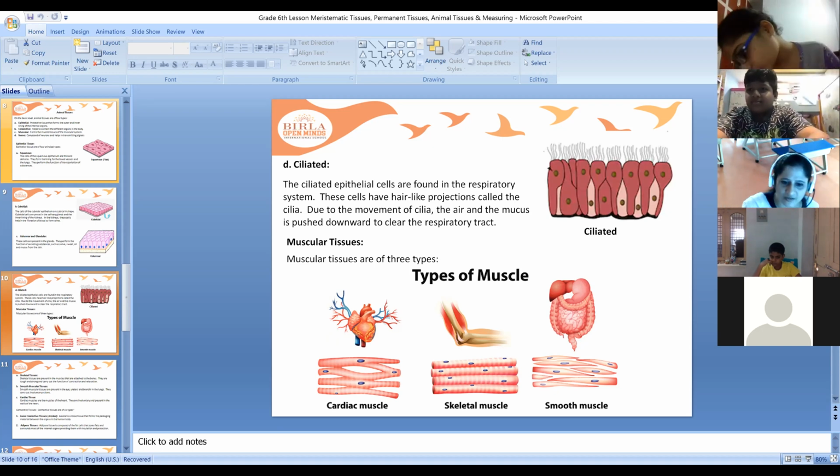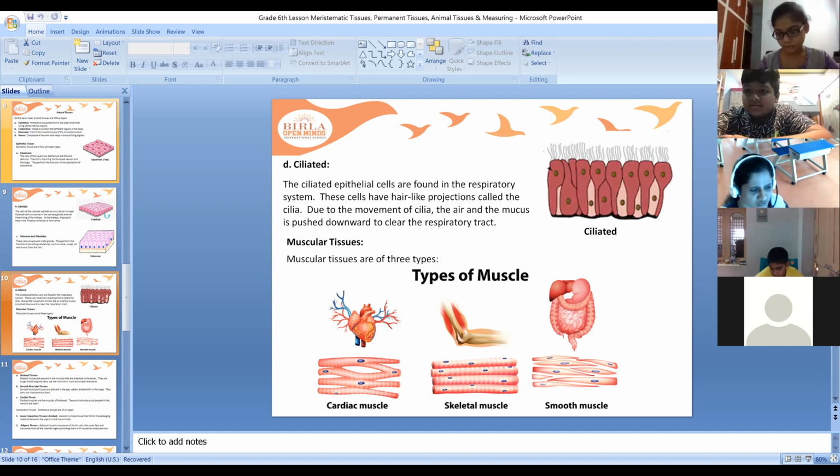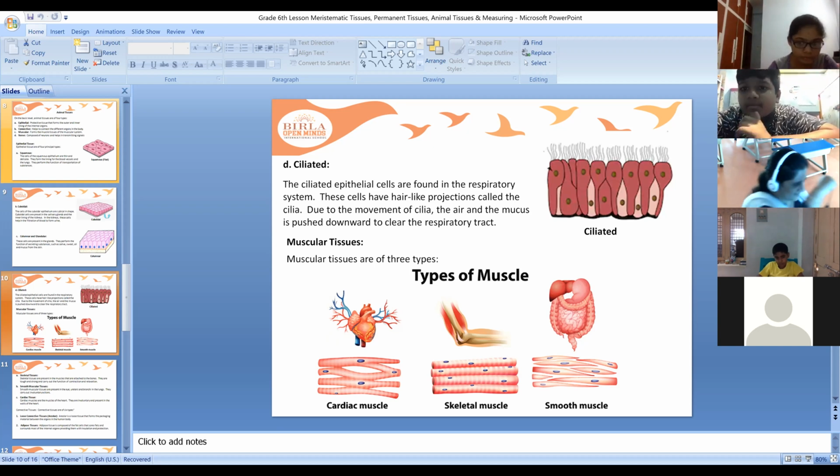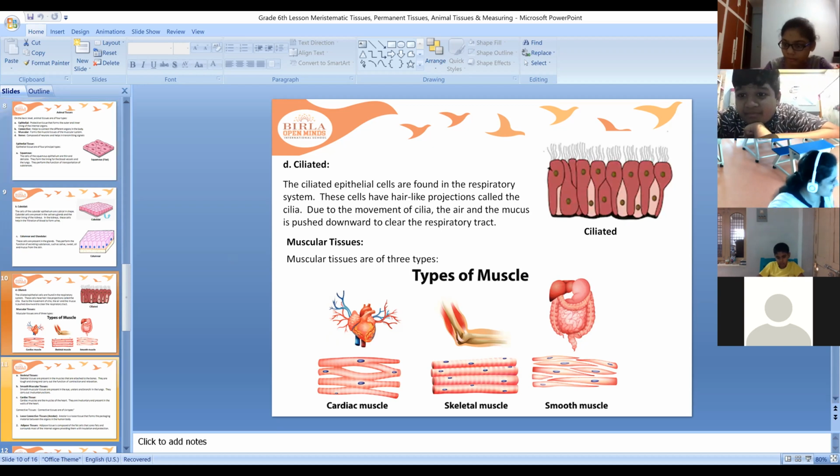And where are they present? In elbows, ma'am, hands. Only in elbows? You can find them only at elbows and nowhere else? Knees also, ma'am. Actually, they are attached to the bones. Skeletal muscles are attached to bones. They help in easy movement of the body parts, bones especially, okay?